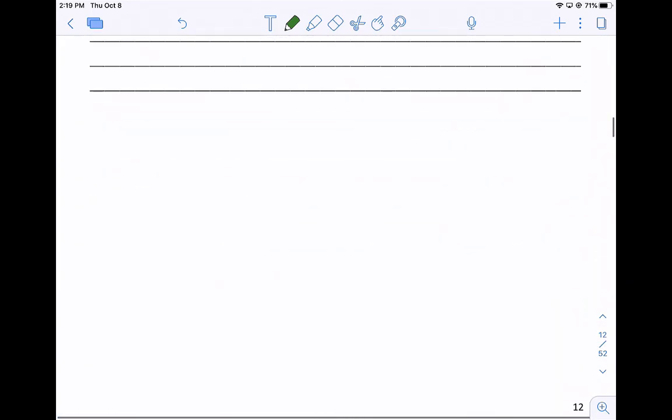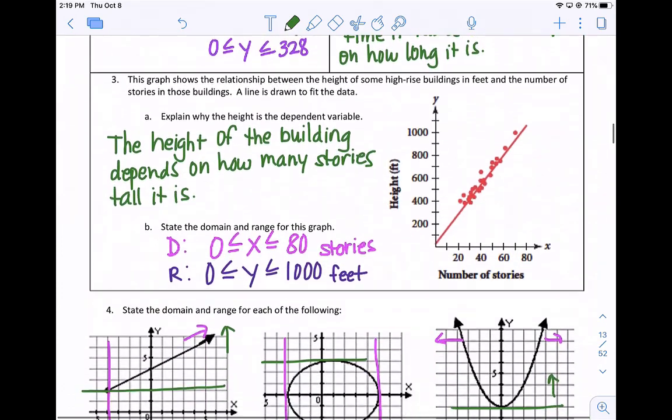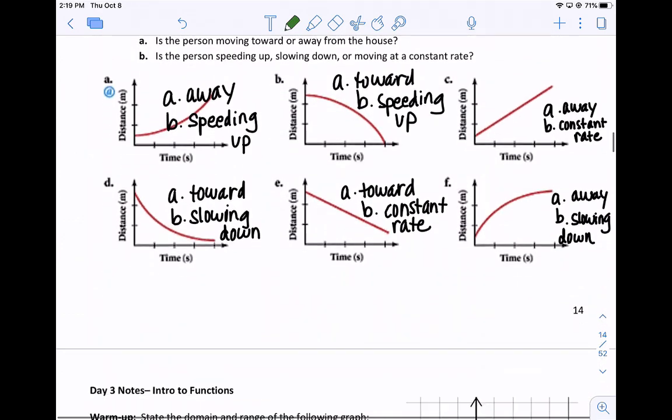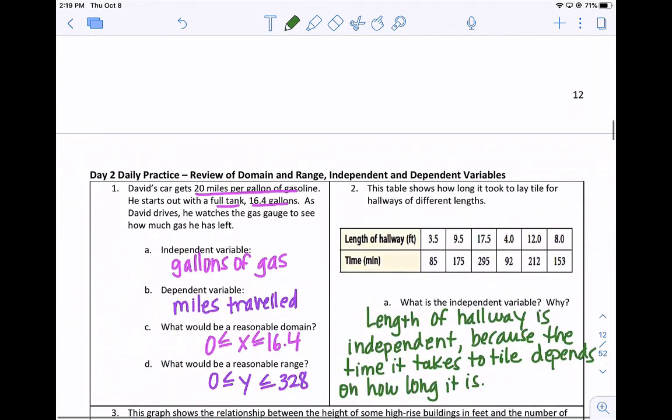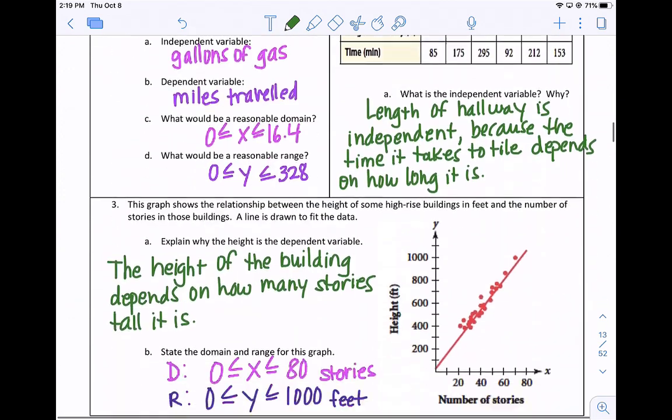All right, so your assignment then is to review domain and range, and you're going to take a look at it in graphs, and mainly graphs, I would say. And there's a table as well. So your assignment will be the next 2 pages, 13 and 14.